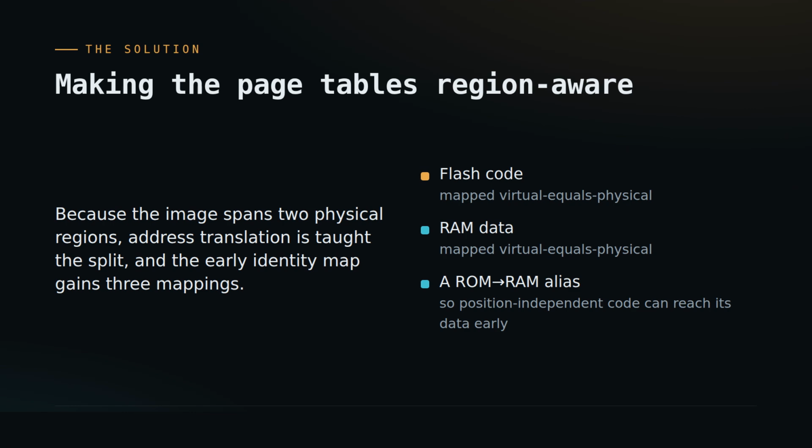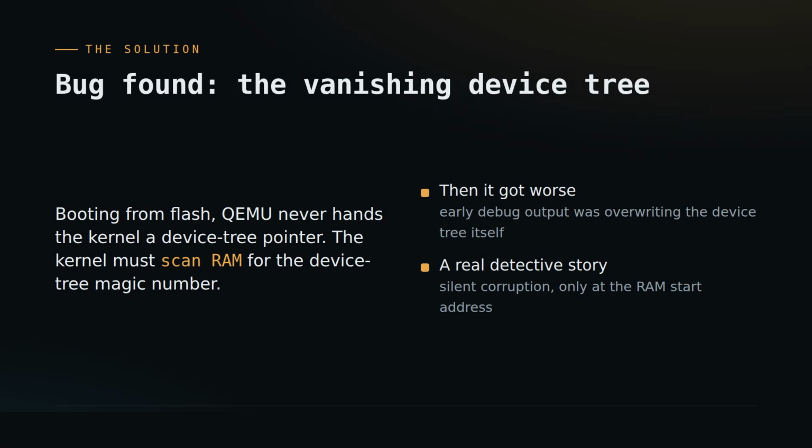The early identity map gains three mappings. The first is the flash code. The second is the RAM data. The third is an alias. That alias lets position-independent code reach its data before the real page tables exist. Along the way, new problems surfaced.